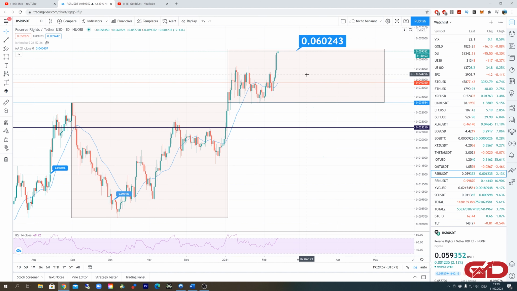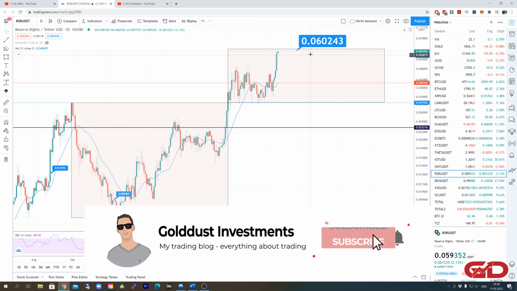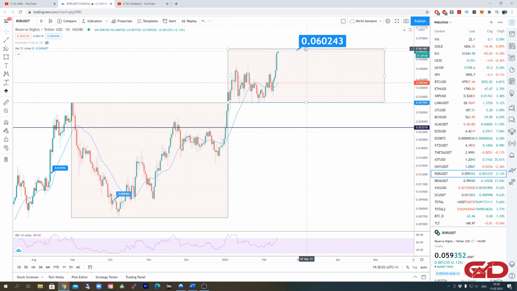So I'm always expecting in the first rectangle that most likely we will hit this somewhere in the middle of this rectangle. But of course the time window can be shorter, can be longer. But for us it is important that we are reaching this price target in the time window of this rectangle.